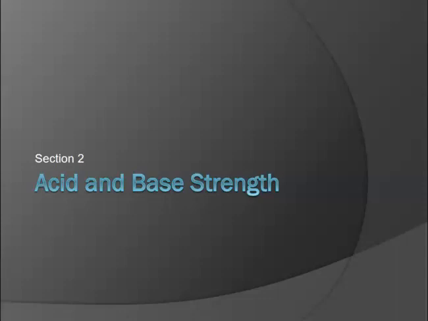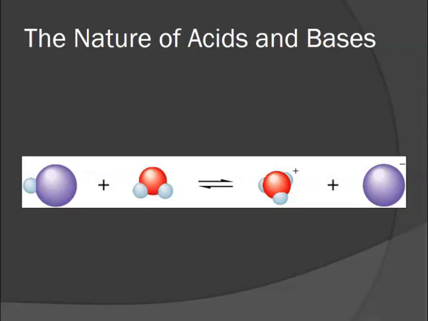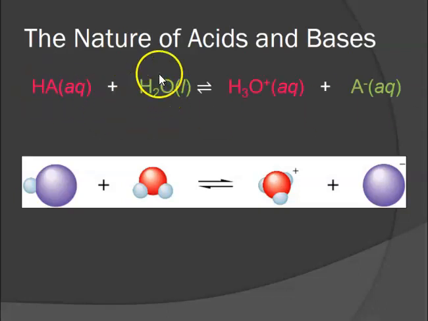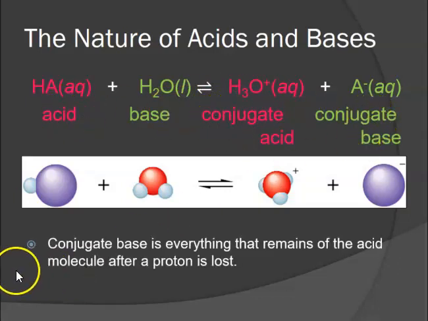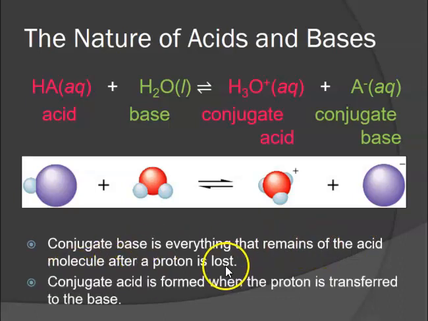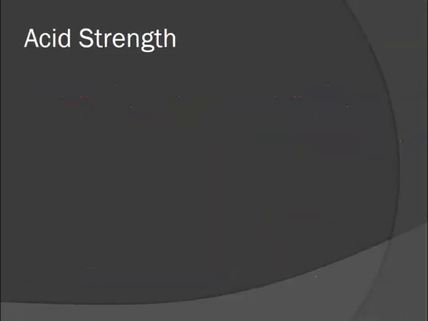All right, let's go into a little more detail with acid and base strength. When you have an acid and you put that in water, there's my base. You get the conjugate acid and conjugate base. Your conjugate base is everything that remains of the acid after it kicked off the proton, and the conjugate acid is what happens when the base accepts the proton. Cool, let's get into more stuff here.